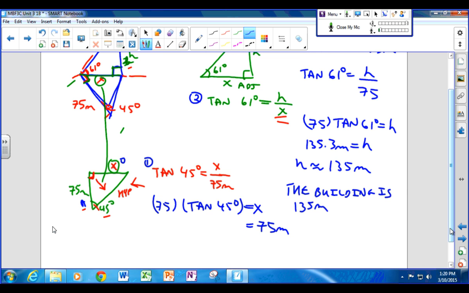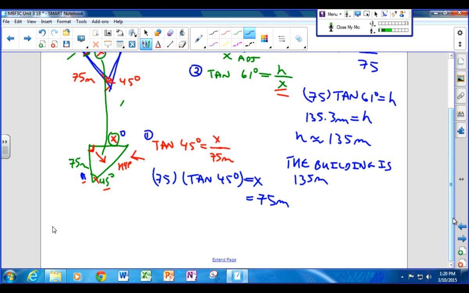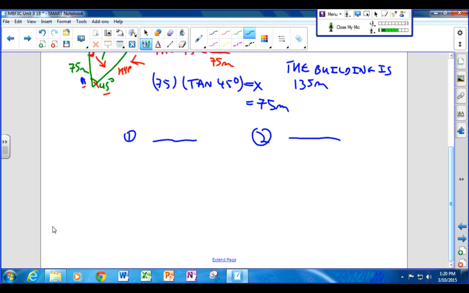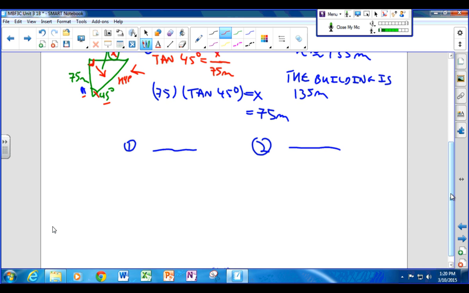Okay, so one way to organize these would be to say 1, and then you write it out, and then 2, you write it out, and then I'm just going to extend this page here. And then what you do is you'd solve this one, and then you got some answer, and then you'd bring that up to the second column and just start solving. That's a common way of doing these.